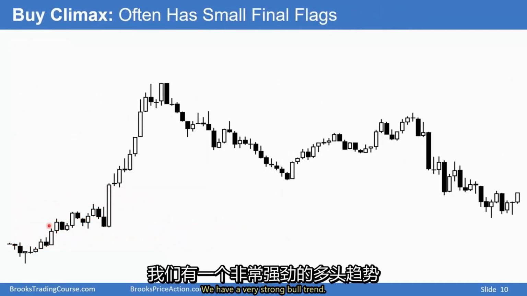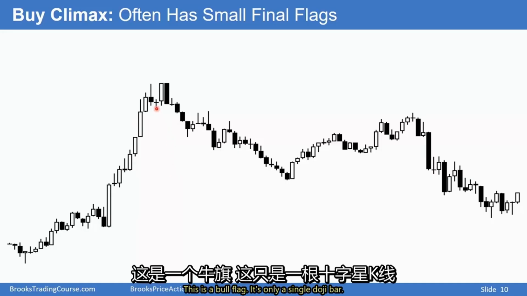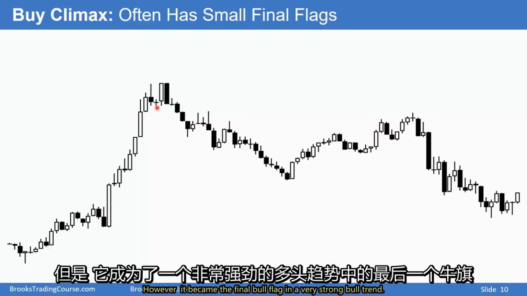We have a very strong bull trend. It's climactic. Big breakout, and then another breakout, and another breakout, and another breakout. But look at this. This is a bull flag. It's only a single doji bar. However, it became the final bull flag in a very strong bull trend.